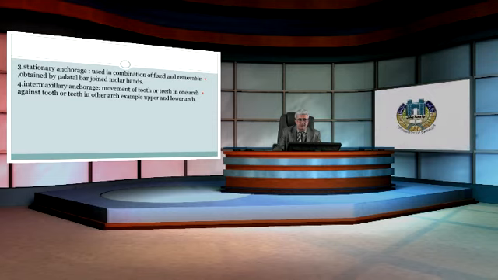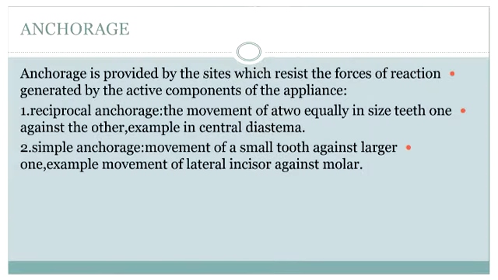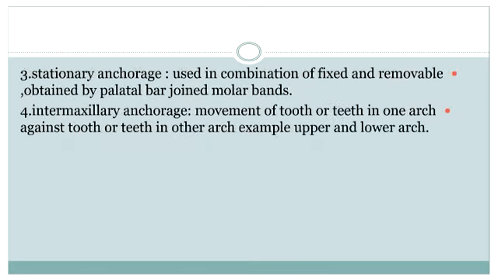Stationary anchorage. Three types of anchorage: the first one reciprocal, the second one simple anchorage, and the third one stationary anchorage, used in combination of fixed and removable, obtained by a palatal bar joining molar bands and during use of fixed orthodontic appliance. Number 4, intermaxillary anchorage, movement of the tooth or teeth in one arch against tooth or teeth in the other arch. Example, upper and lower arch.